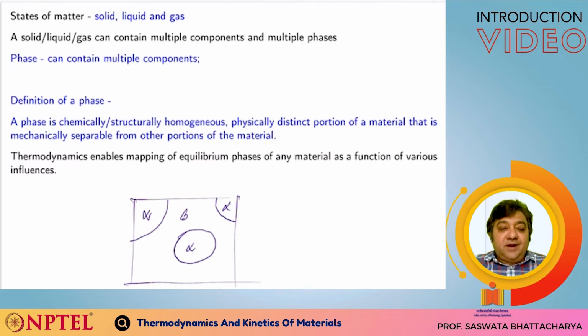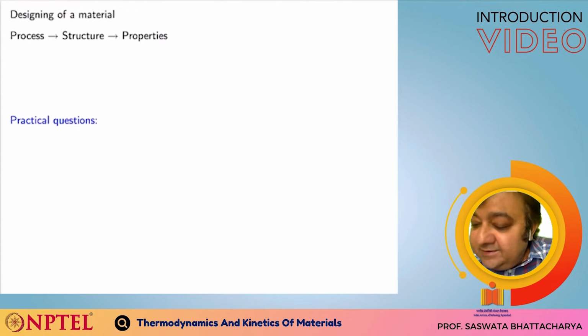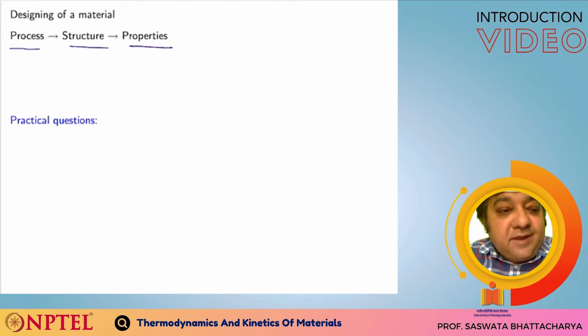Now the interesting part of thermodynamics is that it provides a rational way to map equilibrium phases of any material as a function of various influences. For example, thermal influence or mechanical influence or coupled influence like thermomechanical influence, etc. So when we design a material, we have this relation between process, structure and properties. Structure can be a microstructure.